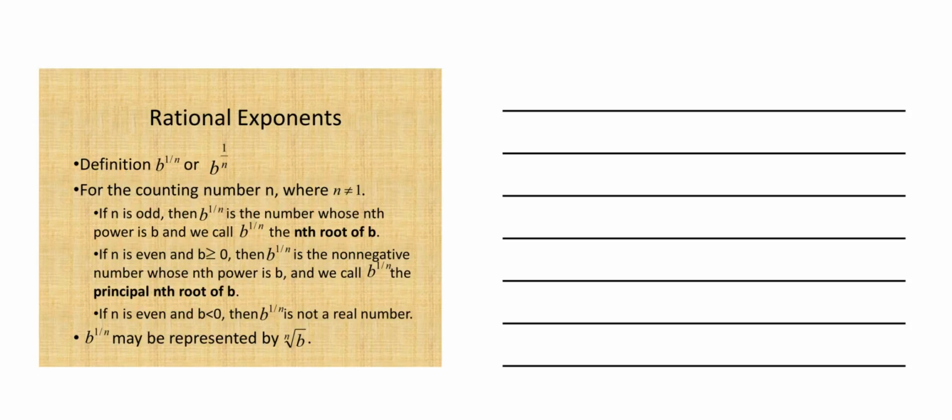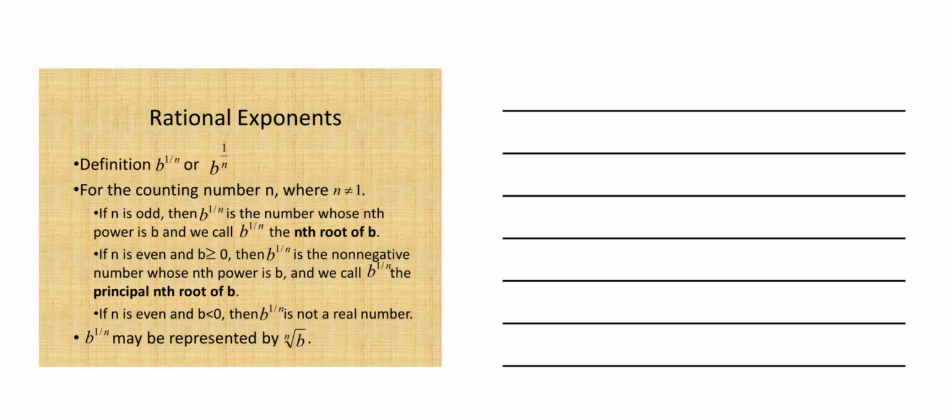Rational exponents. Definition: b to the 1 over n with a slash sign, or b to the 1 over n with a fraction sign, for counting numbers n, where n does not equal 1. If n is odd, then b to the 1 over n is the number whose nth power is b, and we call b to the 1 over n the nth root of b.